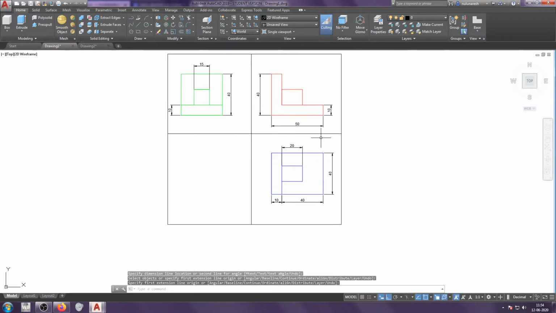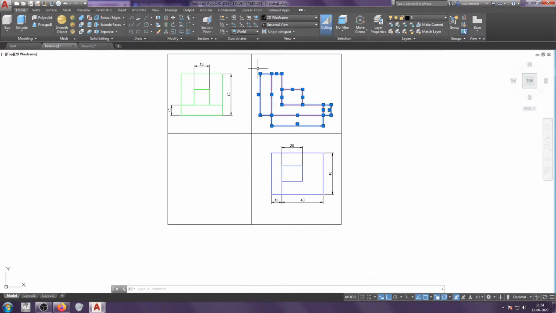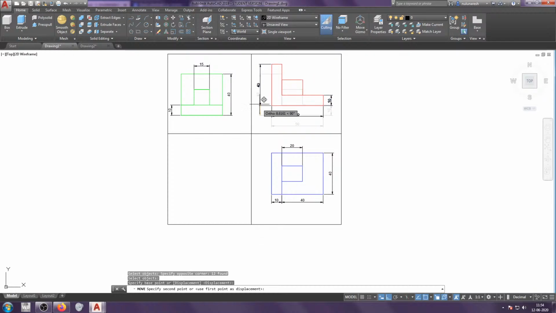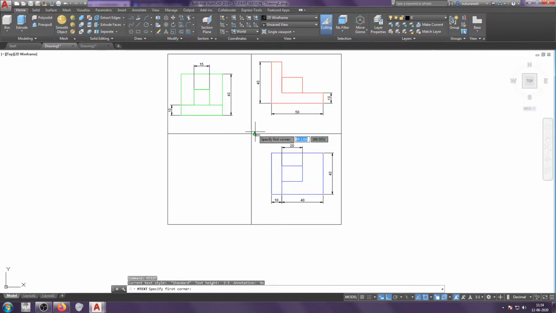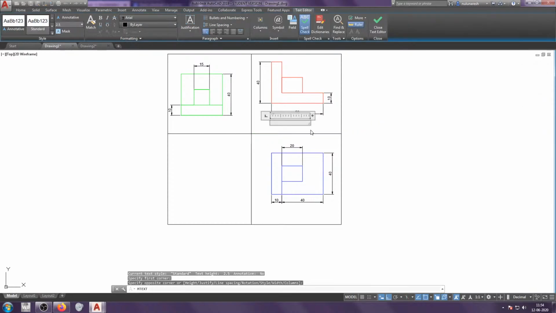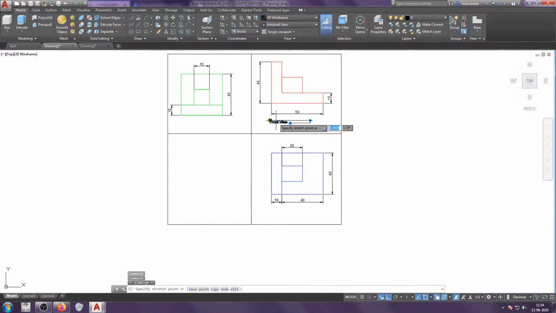Now we can just define whatever the view that we want. I'm going to move this one a little bit higher. Guys, tell me whether it is the first angle projection or a third angle projection. Oh, I lost it.